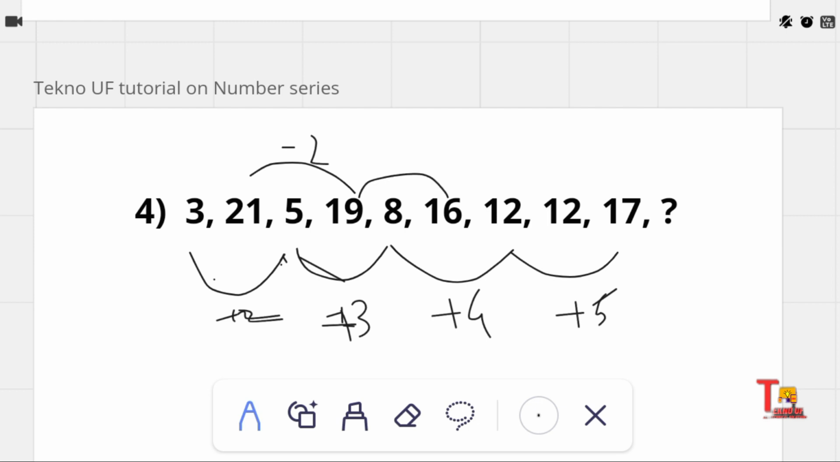19 to 16, and 16 to 12, 12 to the missing number. You can observe that 19 to 16 is decreasing by 3, again 16 to 12 is decreasing by 4, and from 12 to the missing number the number will be decreased by 5, so 12 minus 5 is equal to 7, so the missing number will be 7, right?